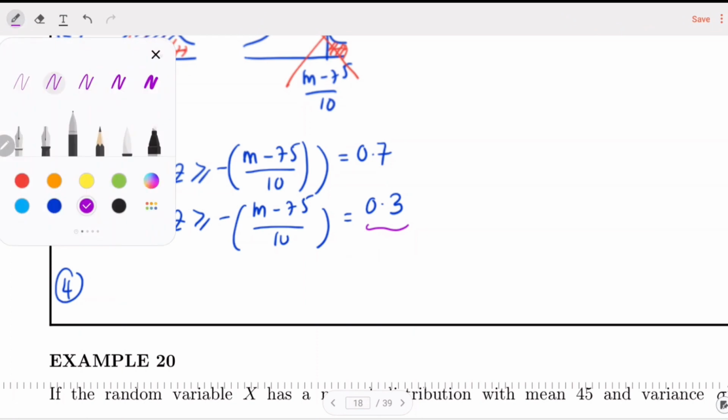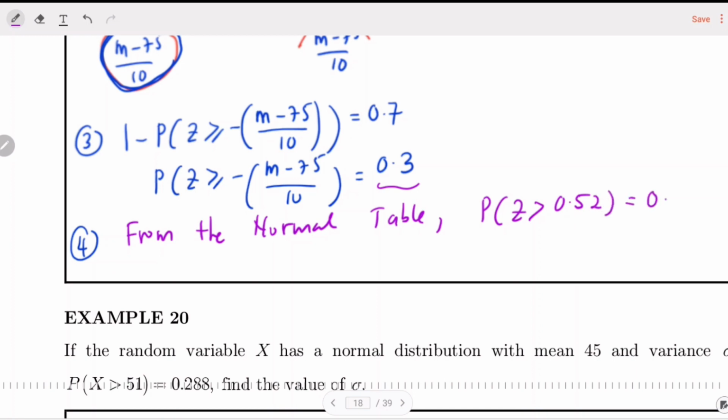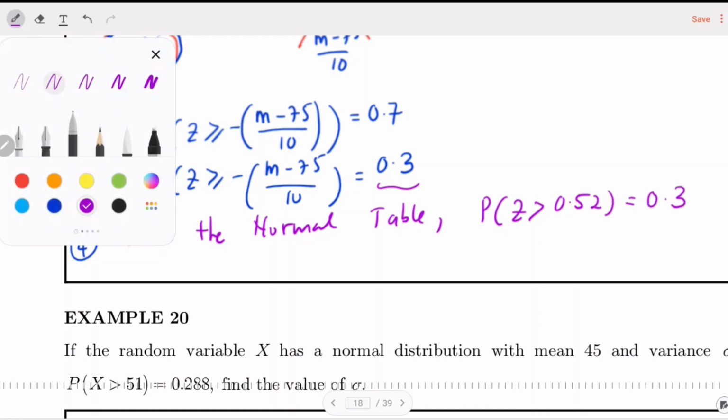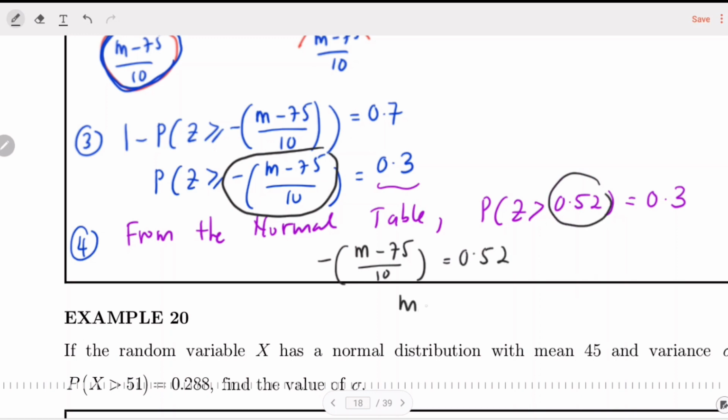From the standard normal table, we could see that the probability for Z greater than 0.52 will give us the probability of 0.3. And then you just compare the value here. Negative M minus 75 divided by 10 is equal to 0.52. And then rearrange until we get the value of M, which is 69.8.